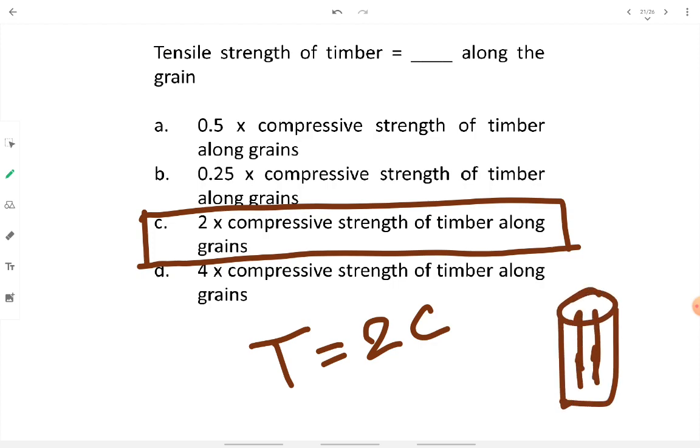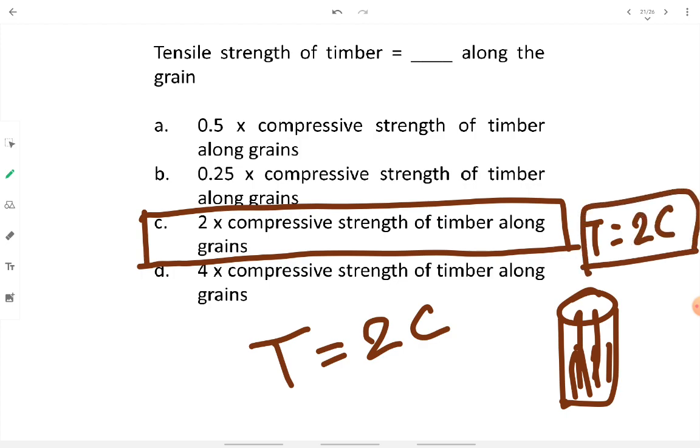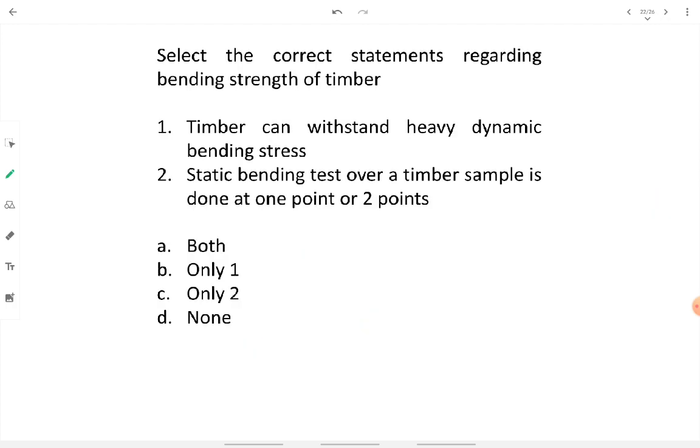If you are testing compression and tension, you will find that whatever value of tension you calculate or determine, it is always twice the compression strength value. T is equal to 2C, remember it for timber. Then let's go to the next question.